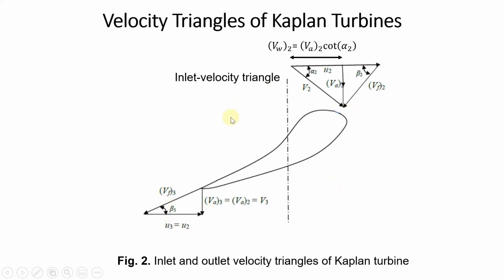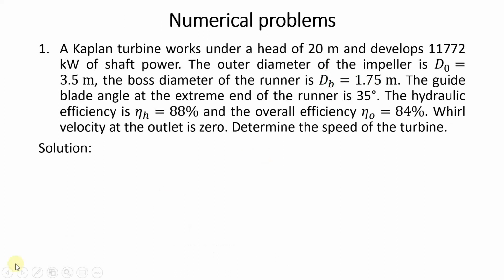Now, with this knowledge, we are in a position to solve a few typical problems. So here is the first numerical problem. I am reading out the problem for you. A Kaplan turbine works under a head of 20 meter and develops 11,772 kilowatt of shaft power. The outer diameter of the impeller is D0 equal to 3.5 meter and the boss diameter of the runner is dB equal to 1.75 meter. The guide blade angle at the extreme end of the runner is 35 degree. The hydraulic efficiency is eta h equal to 88% and the overall efficiency eta naught is equal to 84%.